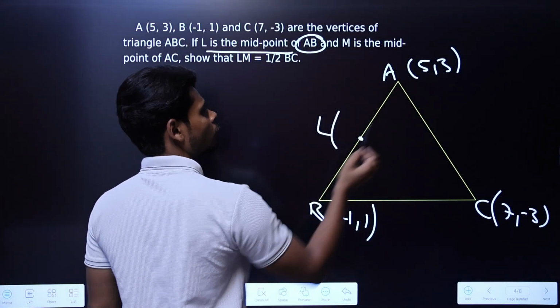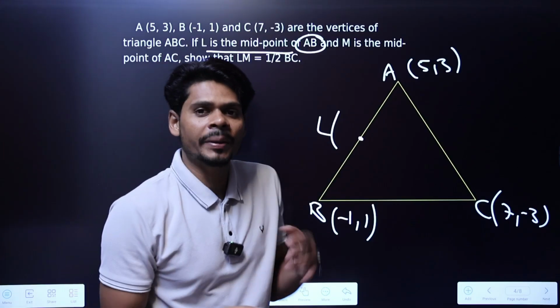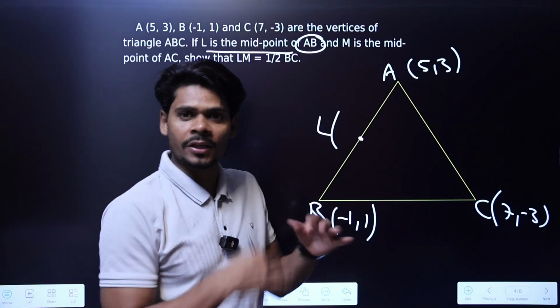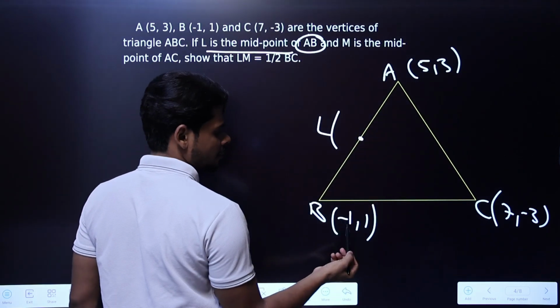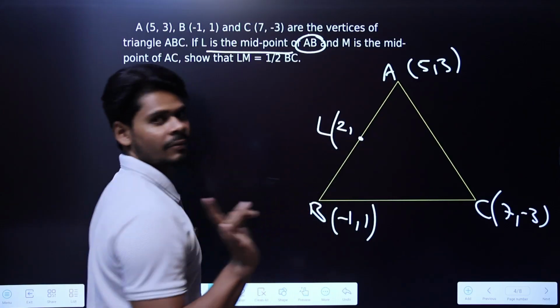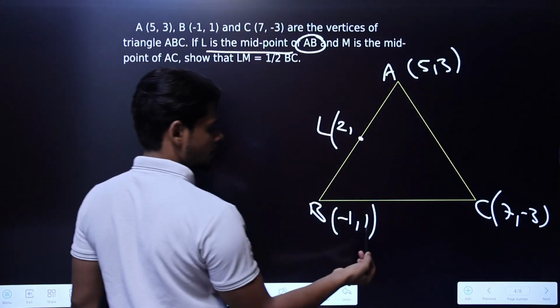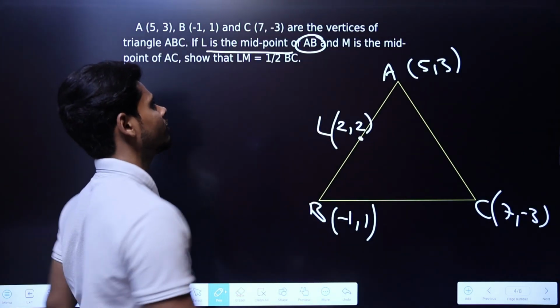Midpoint of L. So what will be? X1 plus X2. Try to do it directly, because this is a very small thing in this whole chapter. So 5 plus this, it comes out to 4, and 4 divided by 2 is 2. Directly we can find. Okay? 3 plus 1, 4. 4 divided by 2, 2. So L midpoint we have already found.